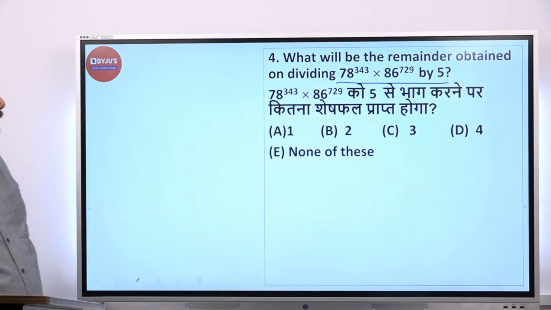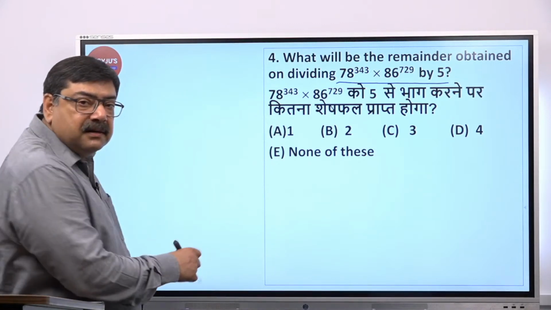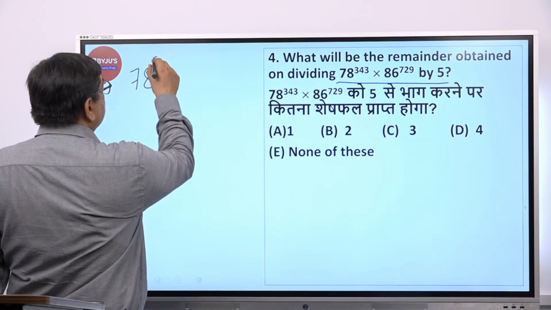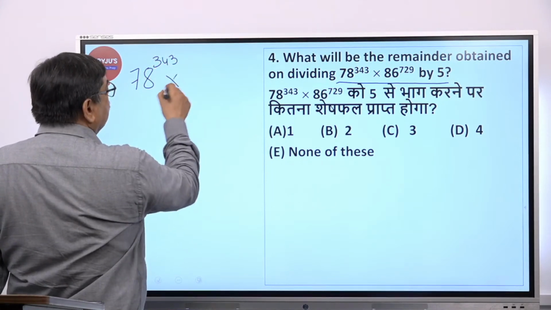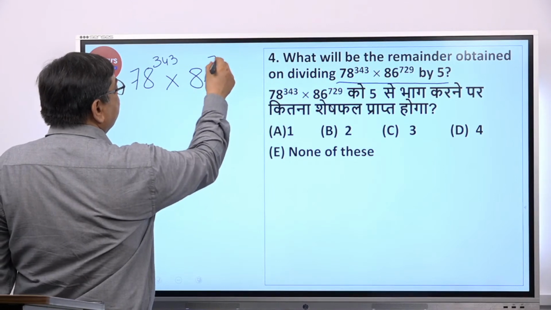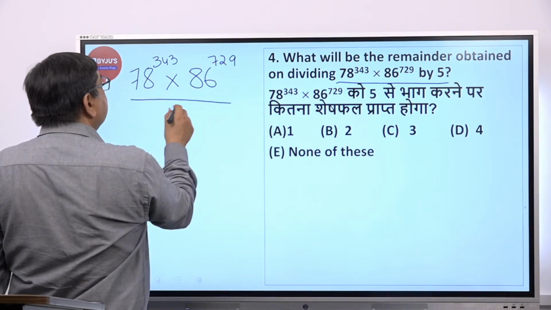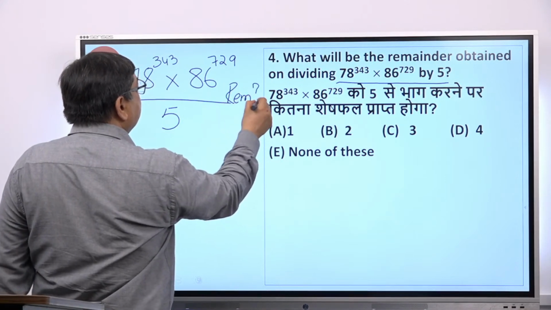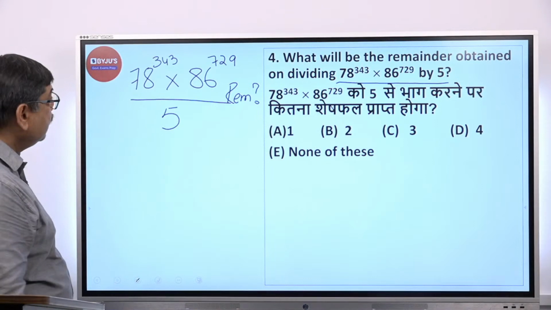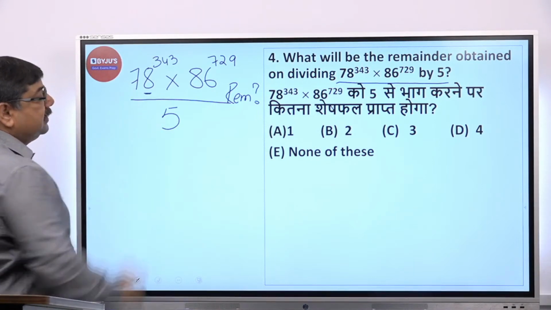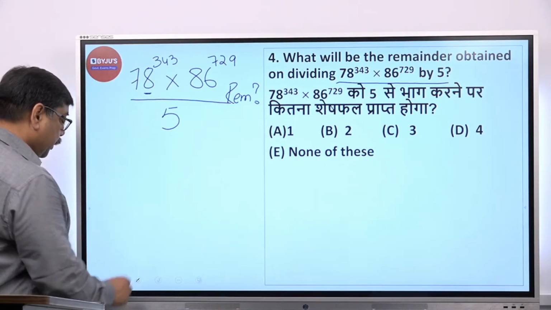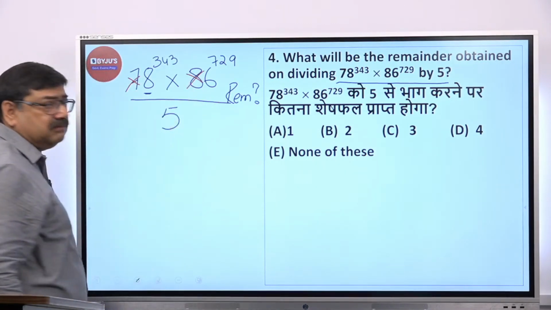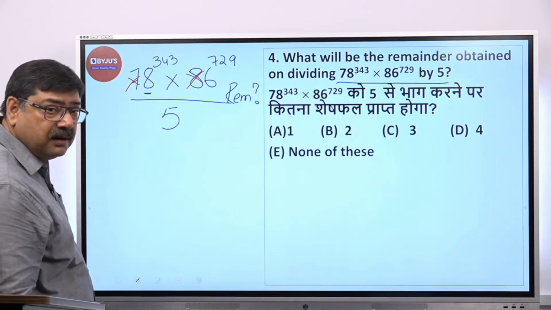Shall we start? All right, guys. So what you have here is 78 raised to 343 into 86 raised to 729. You have to divide this by 5 and find out the remainder. Now mind you, this number is ending with 7. Do you actually require this 7? Do you actually require this 8? Units place we want, that's all.